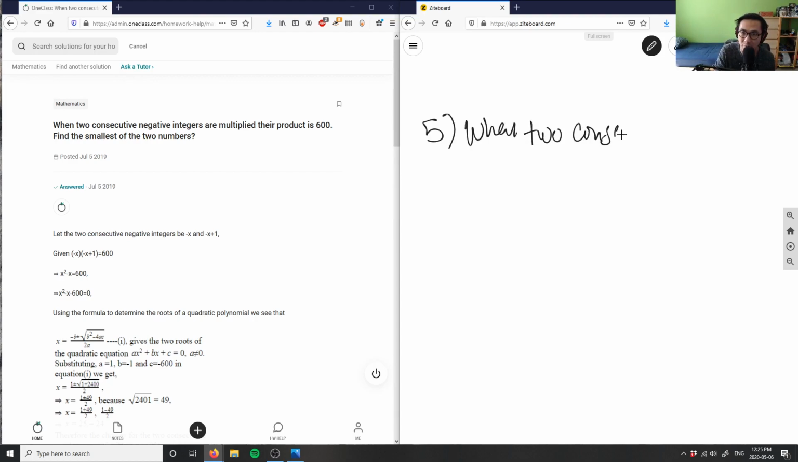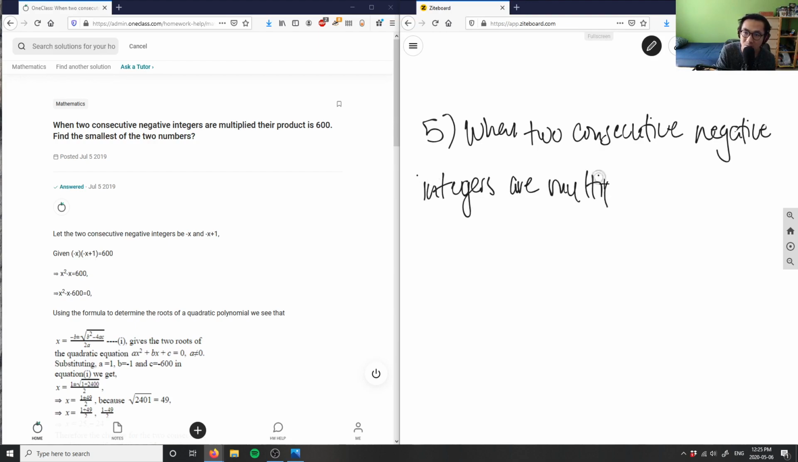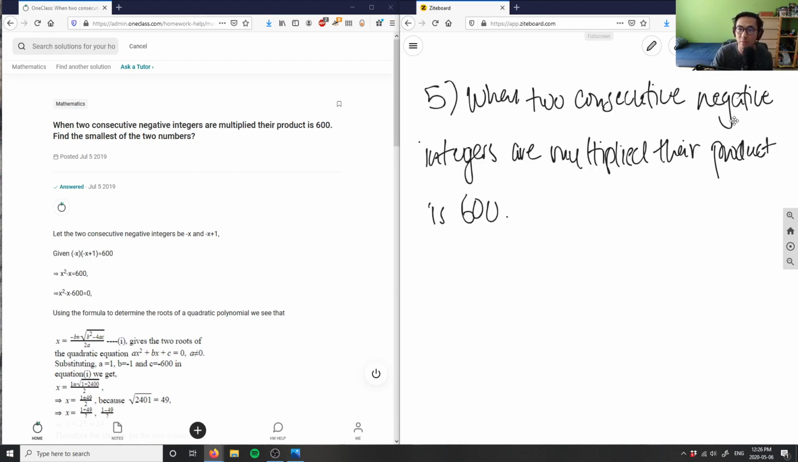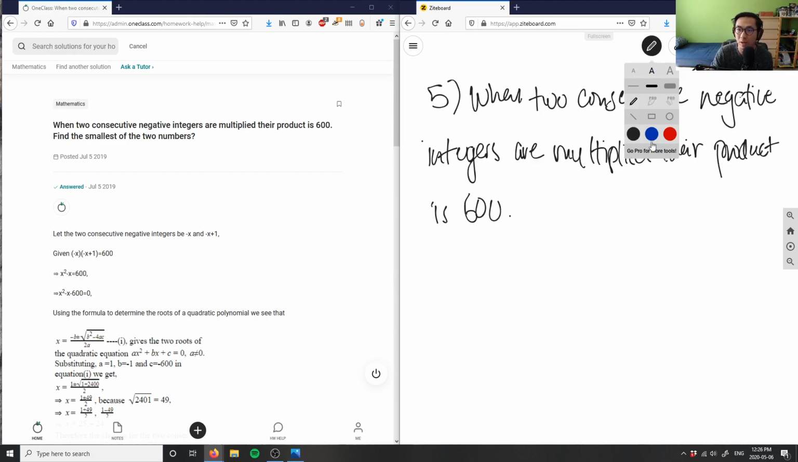Two consecutive negative integers are multiplied. Their product is 600, and then it's asking to find the smallest of the two numbers. Okay, so what we have here is we're going to have to write some statements, some variables here.